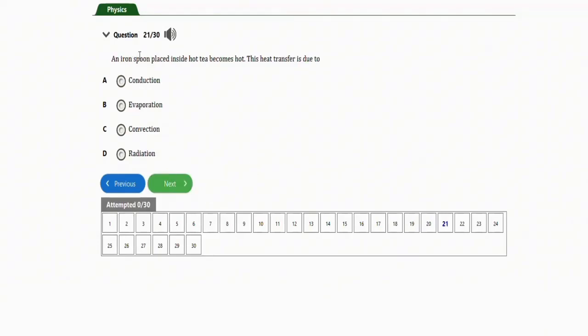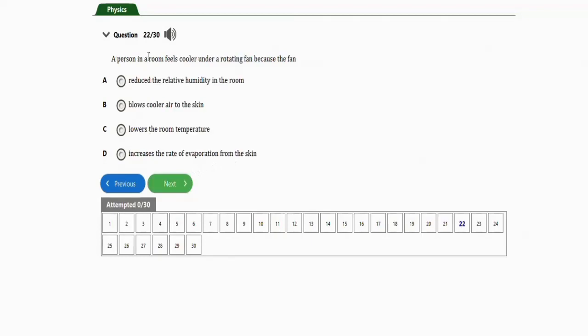It says, an iron spoon placed inside hot tea becomes hot. The heat transfer is due to, we have conduction, evaporation, convection, radiation. So I think I've answered this question before. The correct option is conduction. Alright, let's go to the next repeated question.